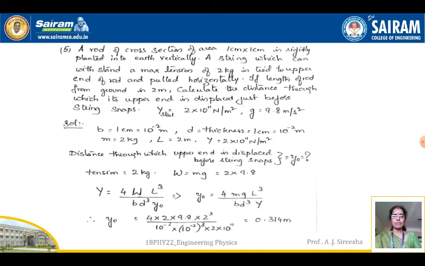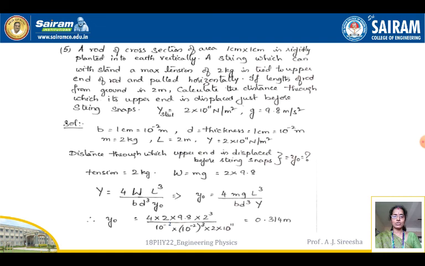Here mass M is 2 kg, thickness is 1 centimeter, that is 10 to the power of minus 2 meters. Even the breadth is 1 centimeter, that is 10 to the power of minus 2 meters. The string can withstand a maximum tension of 2 kg and is tied to the upper end of the rod and pulled horizontally. The length of the rod from the ground is given as 2 meters, and Y is given as 2 into 10 to the power of 11 Newton per meter square. The distance through which the upper end is displaced before the string snaps, that is the amount of depression y0, we have to calculate.